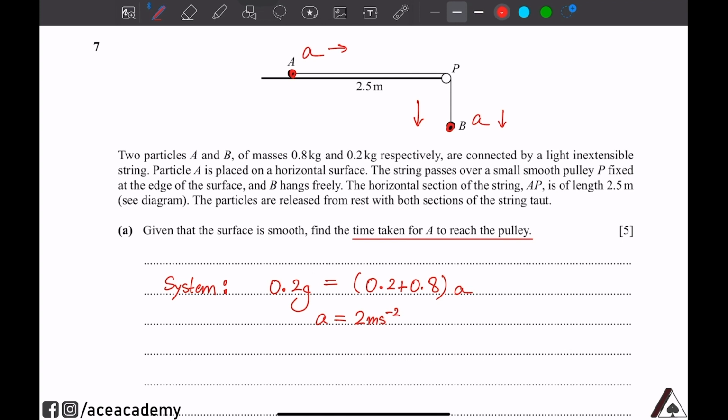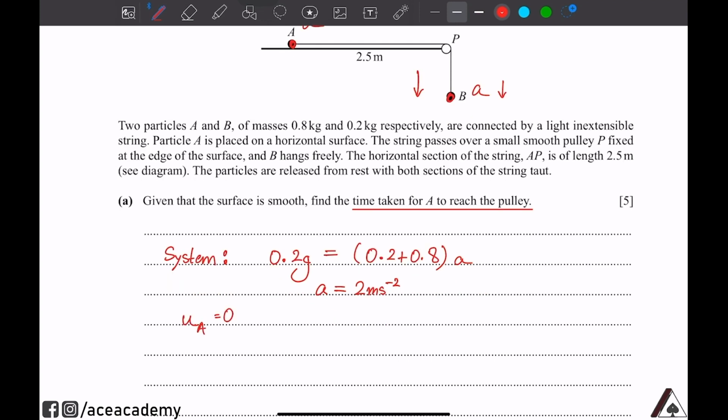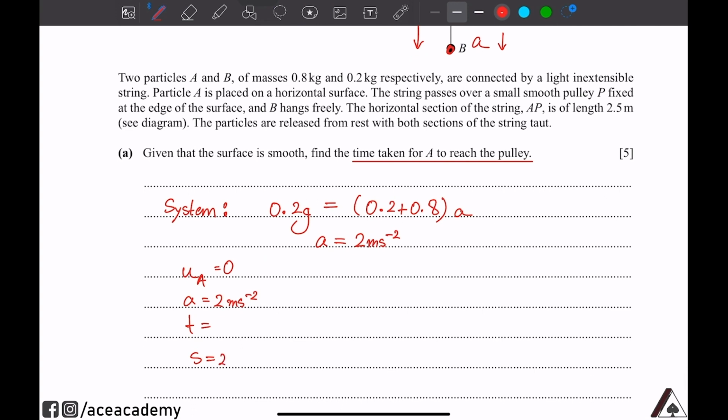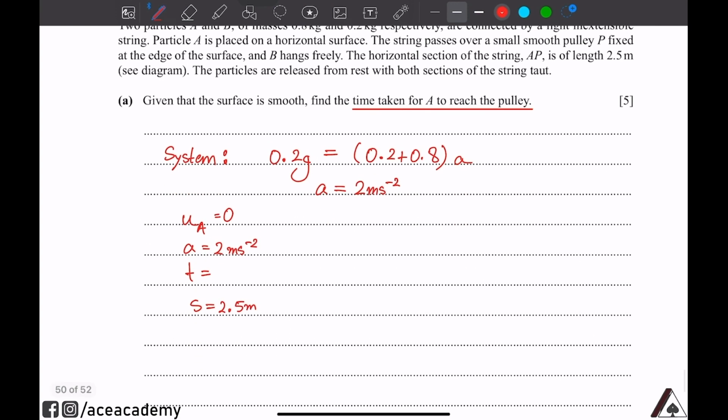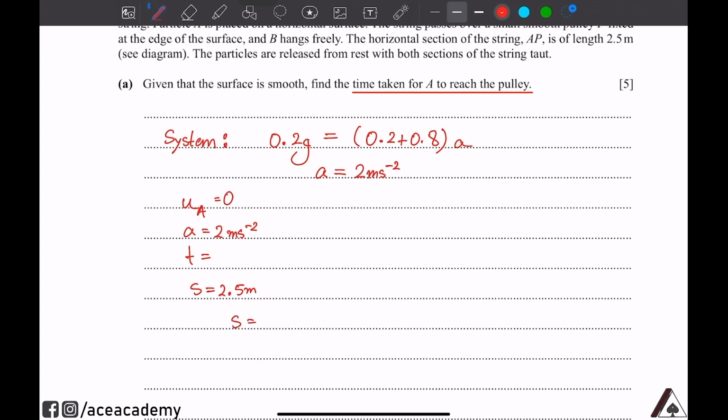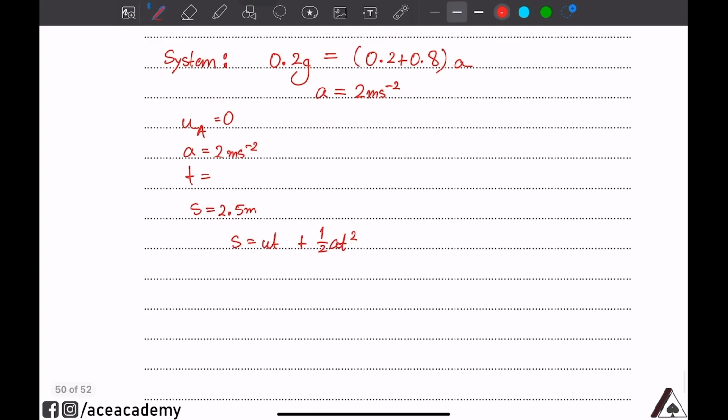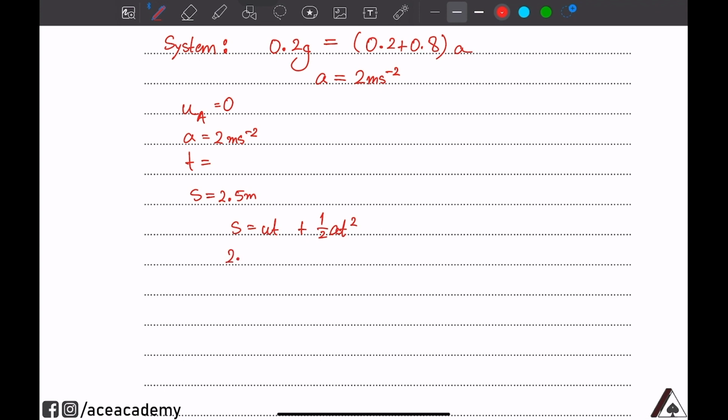And so we have the initial velocity of A, which is 0. We have the acceleration, which is 2 meters per second squared. We want the time taken, and we also know the distance that A is going to cover, which is 2.5 meters. What's the equation that connects all these four variables? That's right, s equals ut plus half at squared. Put all the values in, and you get t is equal to square root of 2.5, which is 1.58 seconds.